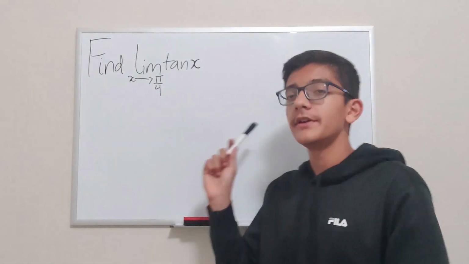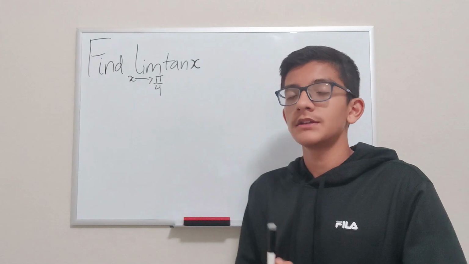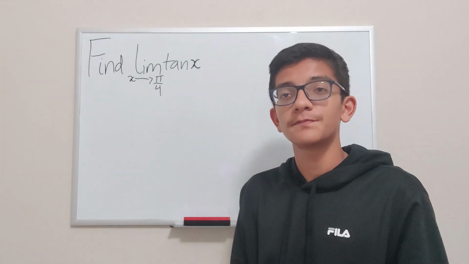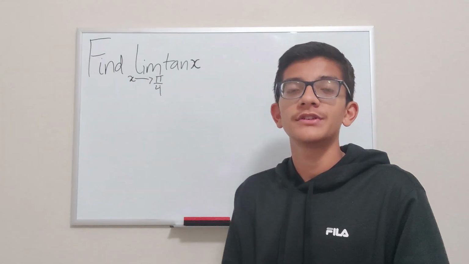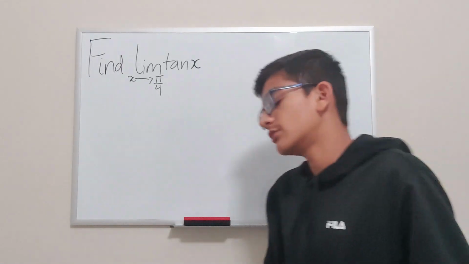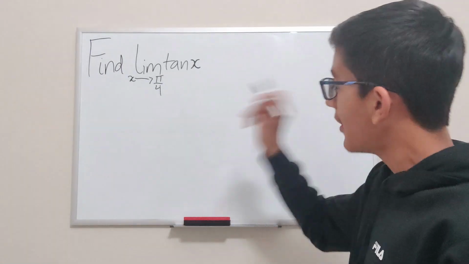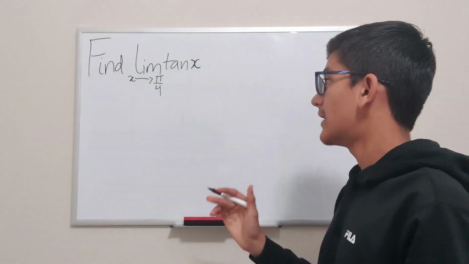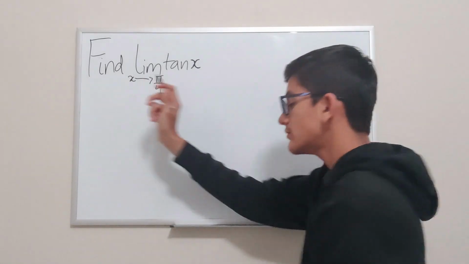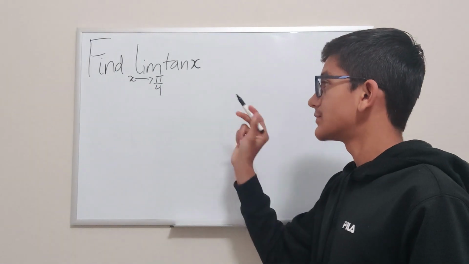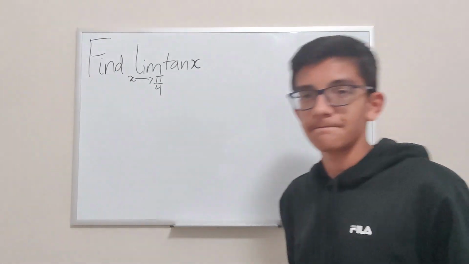So in our first problem here, we are going to be finding the limit as x approaches pi over 4 for tangent x. And as we all know, tangent x is a trig function, but the way we solve this is that we want to substitute the value that x is approaching. So here it is pi over 4.